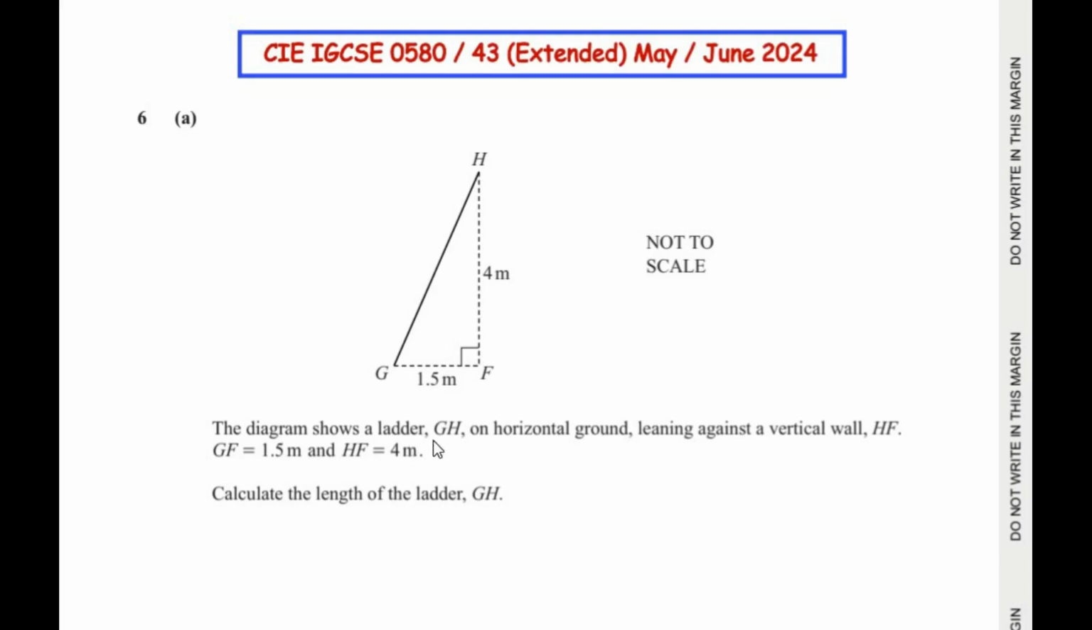The diagram shows a ladder GH on a horizontal ground leaning against a wall HF. The length of GF is given as 1.5 meters and the length of HF is 4 meters. Calculate the length of the ladder GH. Now we can clearly see that this is a right-angled triangle and GH represents the hypotenuse. So we are going to make use of the Pythagoras theorem to find out the length of GH.